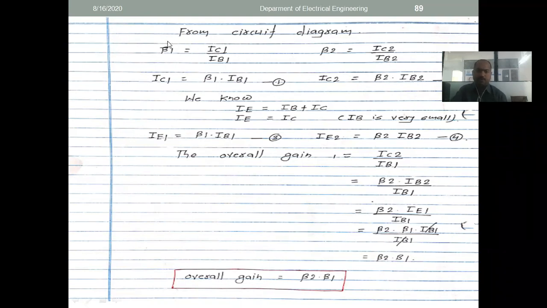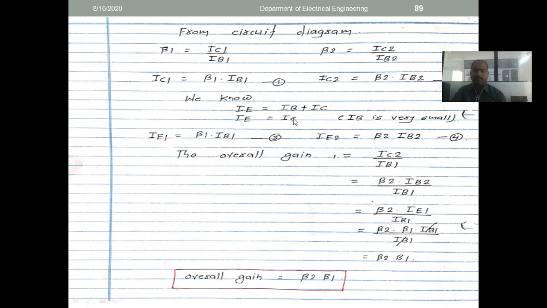So both we have taken with respect to IC. IC1 equals beta 1 times IB1, and IC2 equals beta 2 times IB2. These are equation number 1 and 2. But we know one equation: emitter current equals base current plus collector current. The value of IB is very low, so that's why we take IE equal to IC.